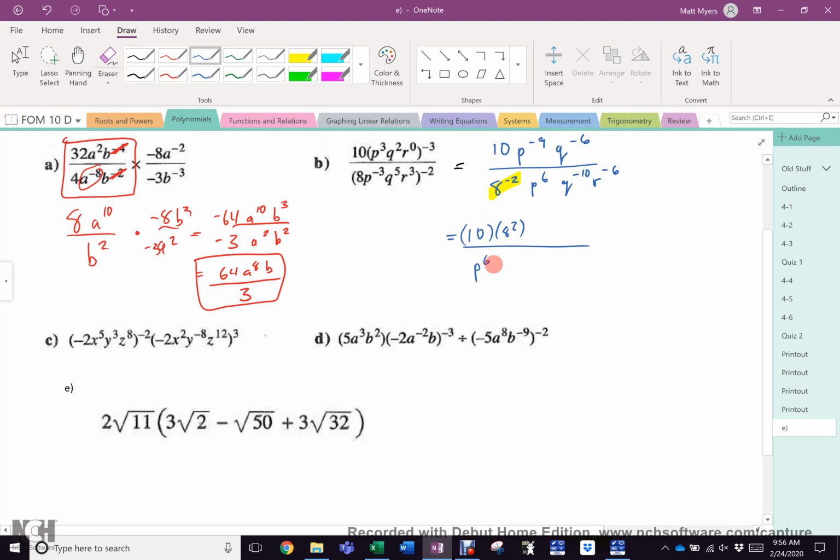Negative 9 would move to the bottom. So I would have P6 down there and P9 down there. This negative 10 would move to the top. This negative 6 would move to the bottom. And this negative 6 would move to the top. And then I would do my simplifying. 8 squared is 64. 10 times 64 is 640. Q, 6 of them are gone. Q to the 4th, R to the 6th, over P to the 15th.